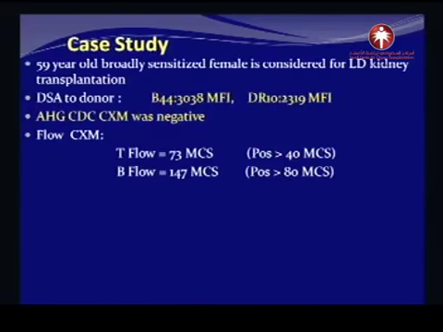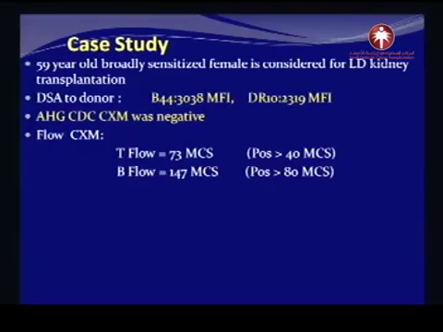So the last case is a 59-year-old broadly sensitized female, prepared to receive a living donor kidney transplant. She was found to have DSA against B44, which is a mismatch antigen with her donor, with an MFI of 3,000, and against DR10, which is also a mismatch antigen, with MFI of 2,319. The AHG-CDC cross-match was negative. The flow cross-match revealed that the T cell was 73. And remember, Fadi told you that the cutoff, at least in our lab, is 40. So this is clearly a positive T cell.